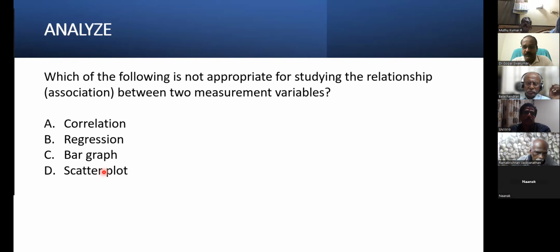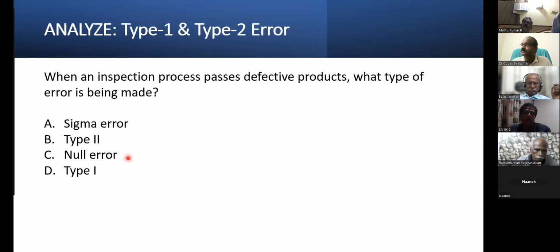Measurement variable means continuous variable. Bar graph: in a bar graph, the x-axis is a categorical variable. January month, February month, March month, April month, and sales: how much is the sales? So the X variable is categorical in a bar graph. So that is the odd man out here.